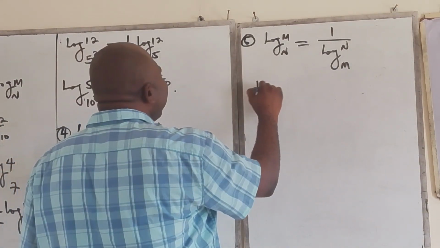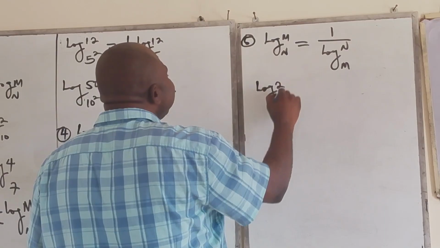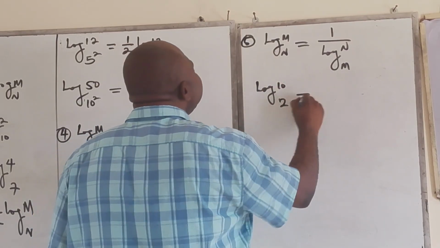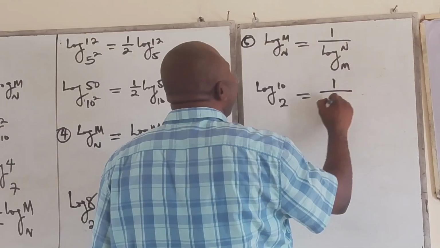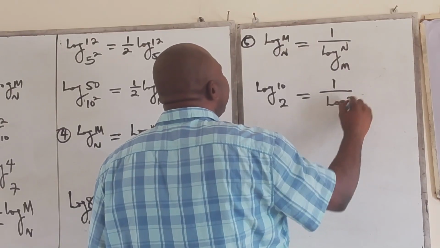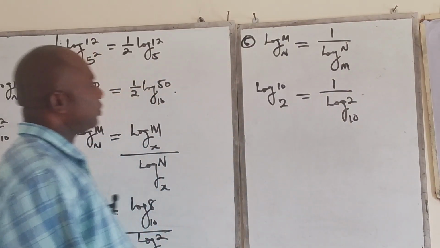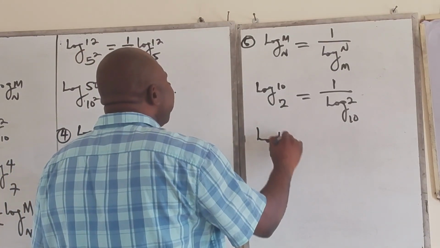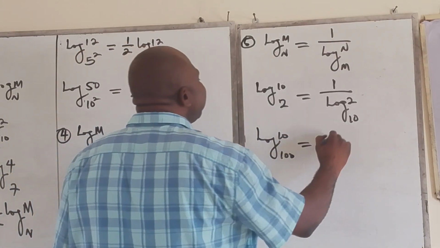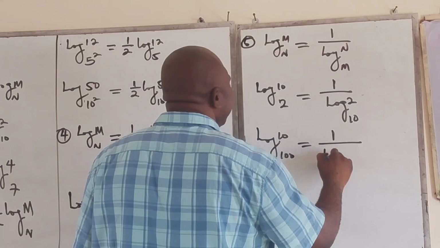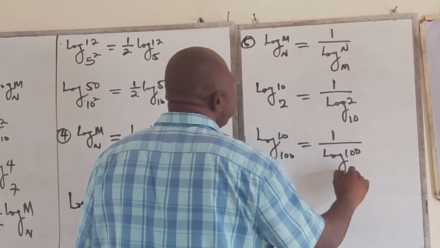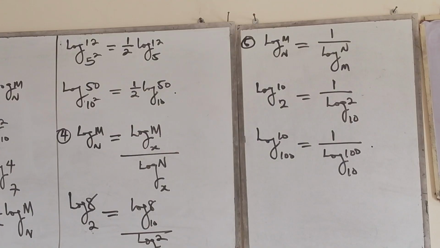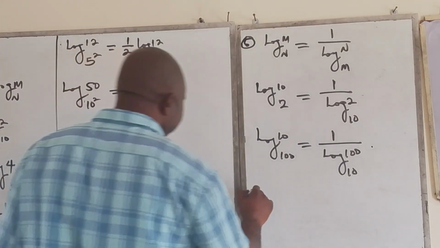If you have log 10 base 2, this is the same as saying 1 all over log 2 base 10. If you have log 10 base 100, this is the same as saying 1 all over log 100 base 10. Yes, that's the reciprocal.